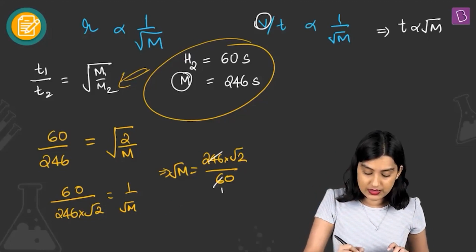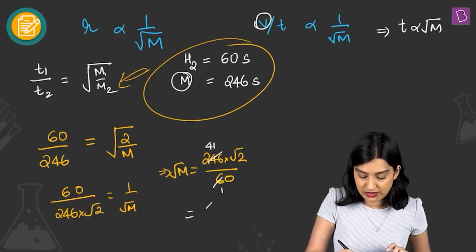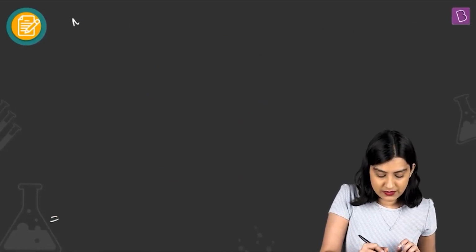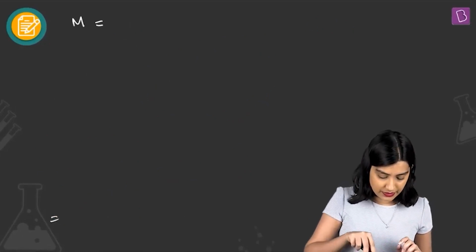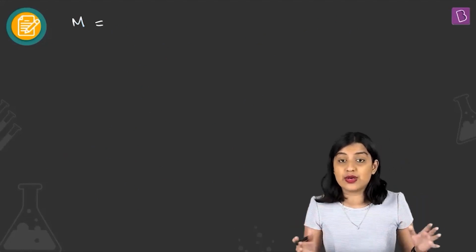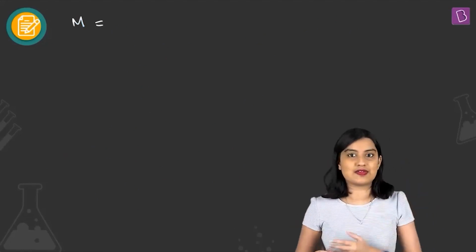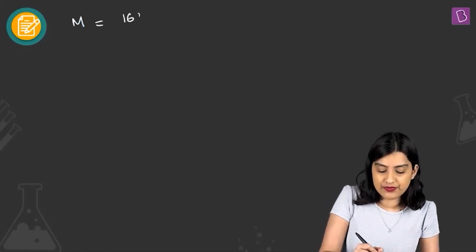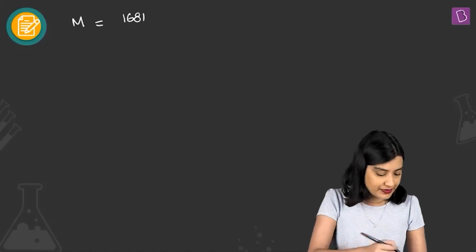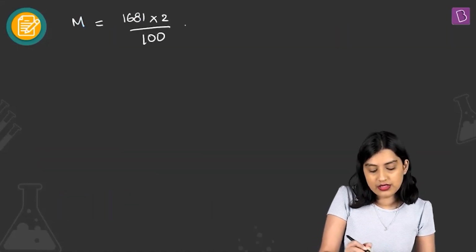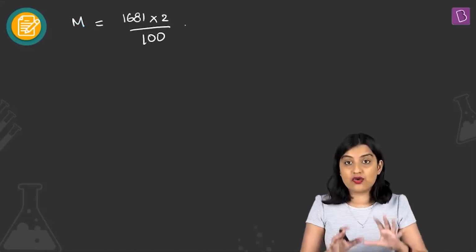This will go once, this will go 41 times, right? So you have 41 into root 2 divided by 10 whole squared, which means the molar mass of the given mixture is going to become 41 square. Now what is 41 square? I hope you can quickly calculate, pause the video and calculate it quickly. I'm going to write the answer here. So 41 square is going to be 1681. And then what do you have? Into 2 divided by 100.